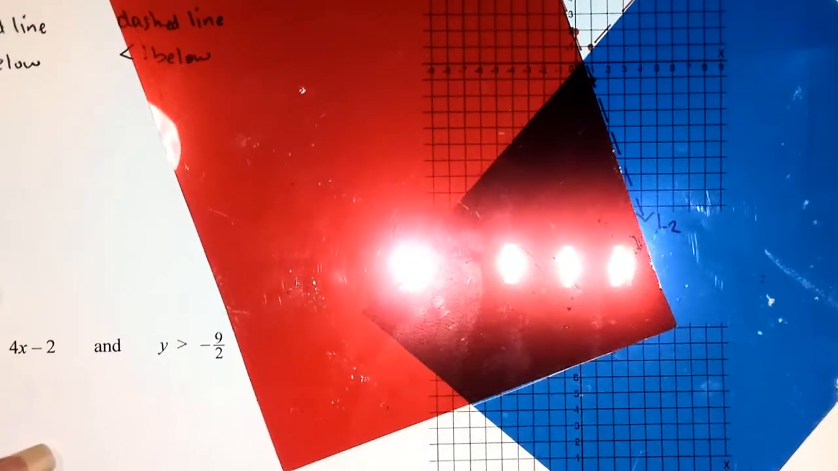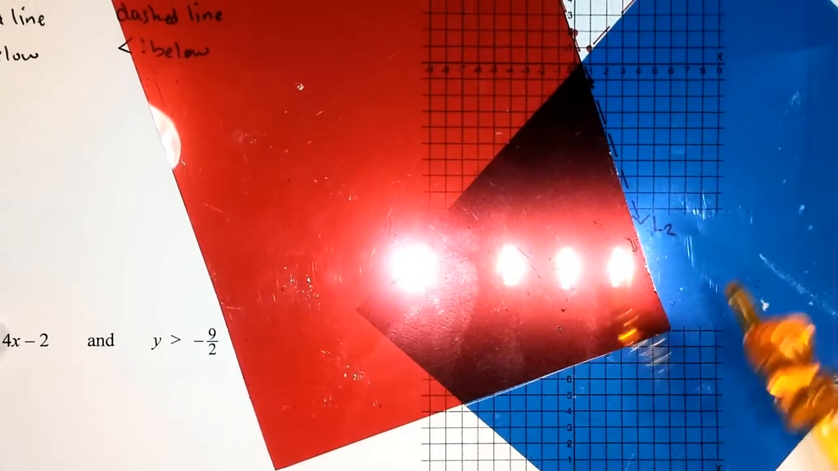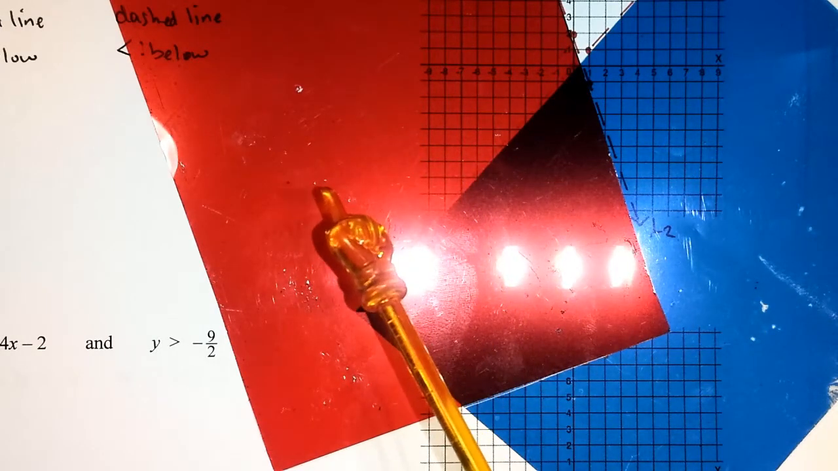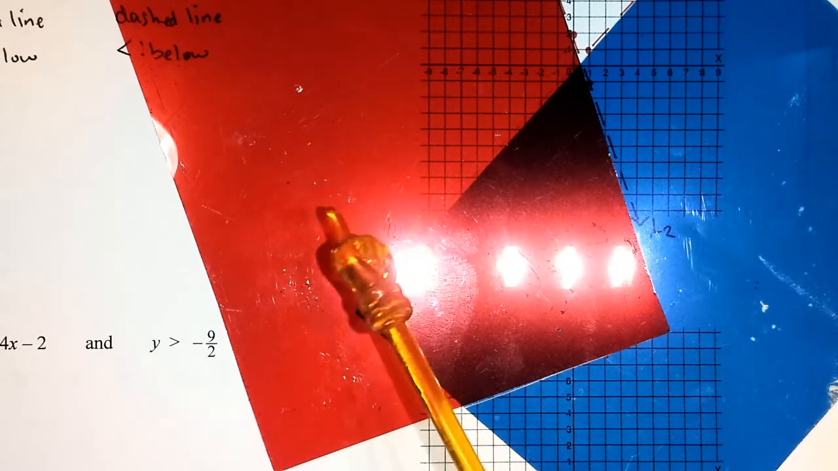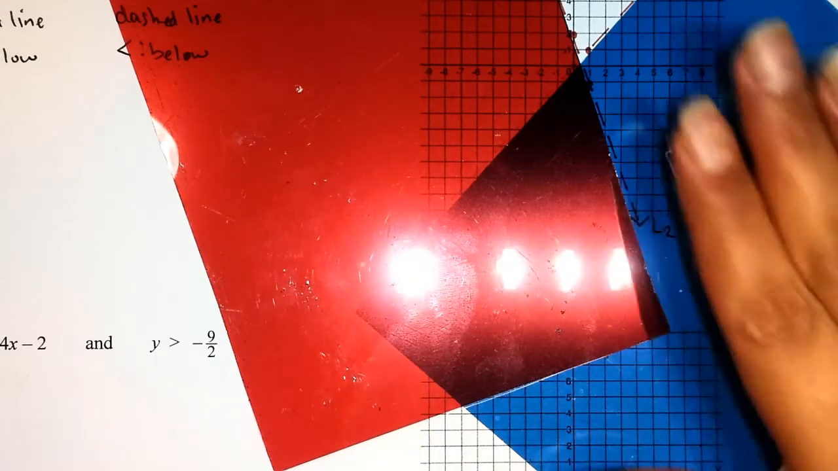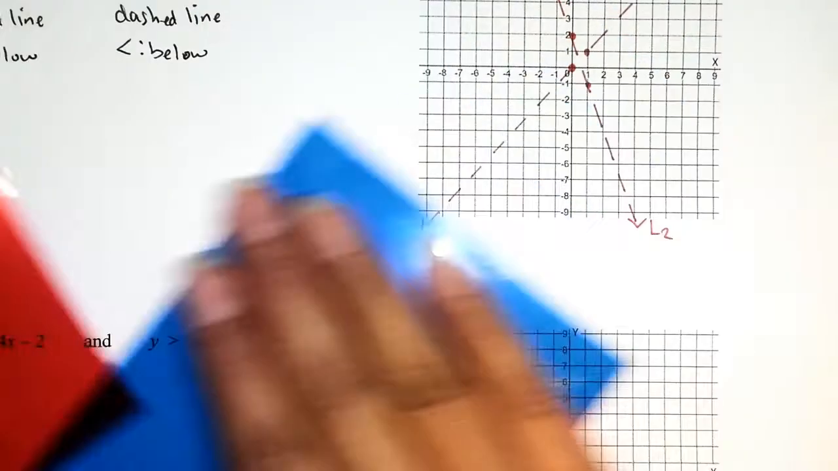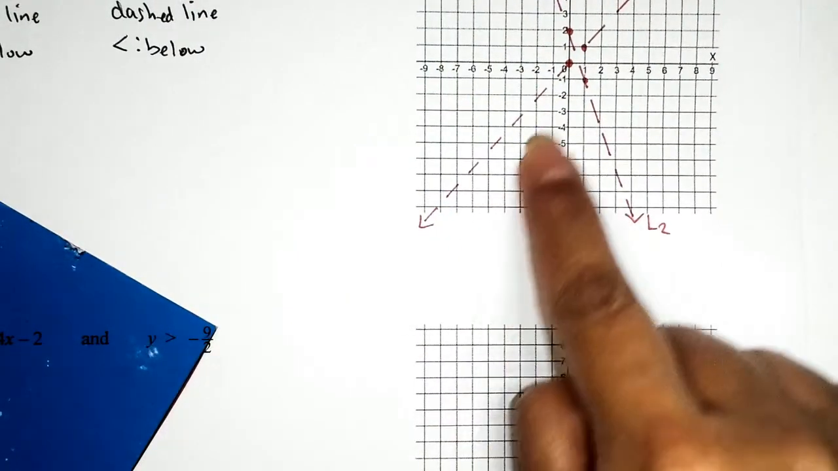Remember, we are trying to find the intersection. So the blue represents the solution set of the first inequality. The red represents the solution set of the second inequality. We were trying to find the intersection. So this piece right here, that's the only thing that we should be submitting for credit. So I take them out and then I shade right there.